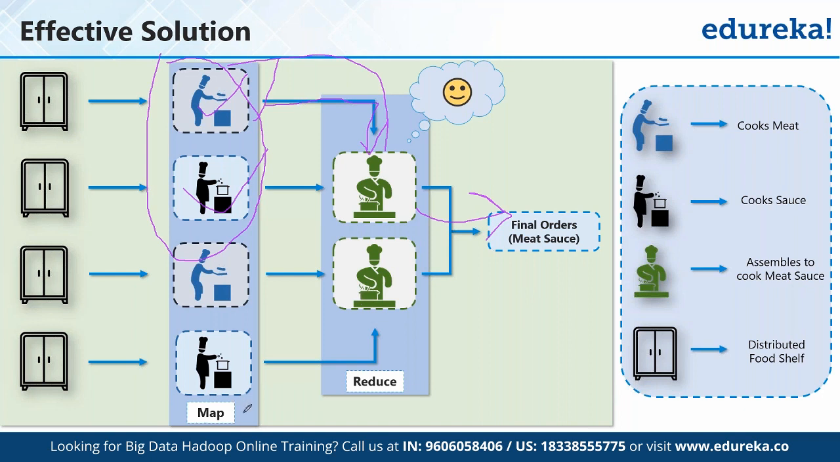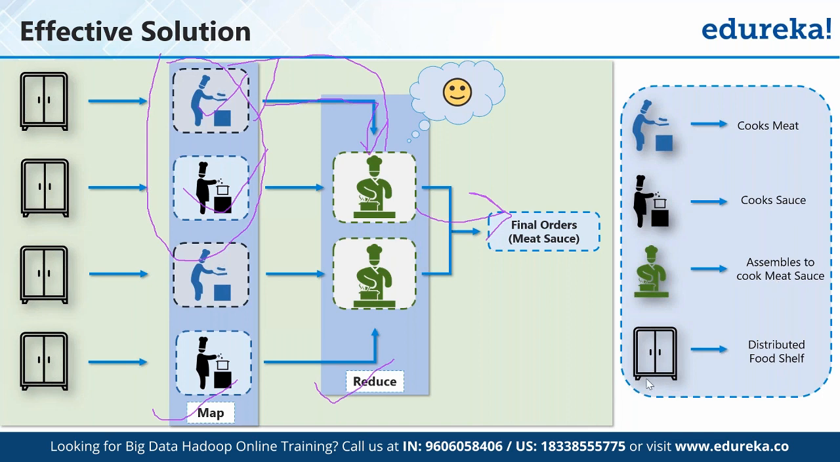So in MapReduce terms, in big data processing terms, please pay attention on this slide. In big data terms, it is called the map phase and the reduce phase. In the map phase, you work parallelly on chunks of the problem. So you are cooking meat, you are cooking sauce, but in the reduce phase you have to finally prepare your food. So you are mixing up meat and sauce together, and that gives you the final food.